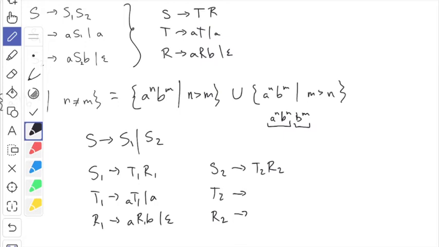So the T goes A, T2, B, or epsilon. And the R is the one which generates the B's. So the R2 looks like the T1, but it has B's instead of A's. So it's BR2 or B. Right? That's a little tricky, perhaps. Any questions about that one? That's how we do it.